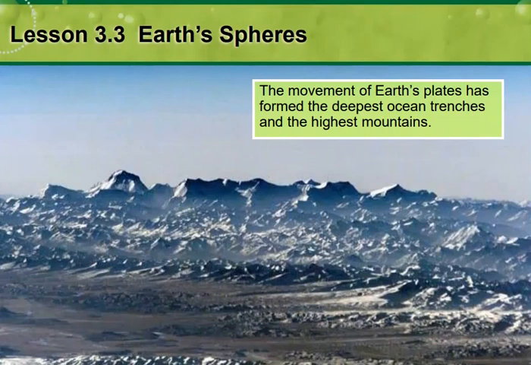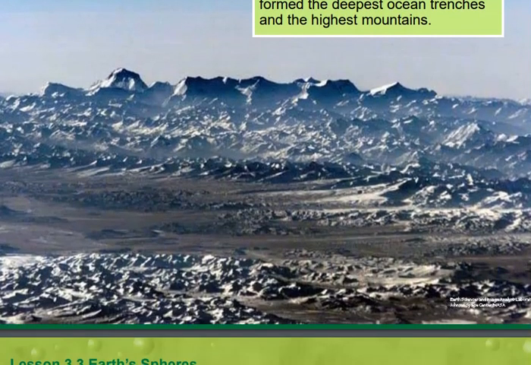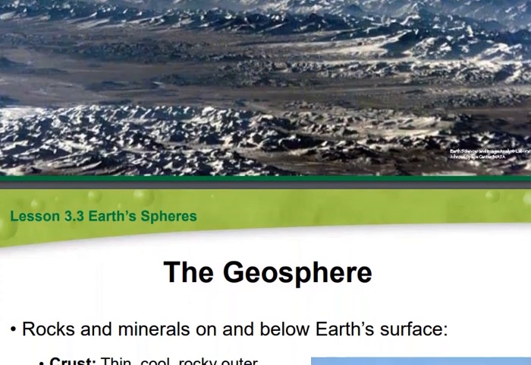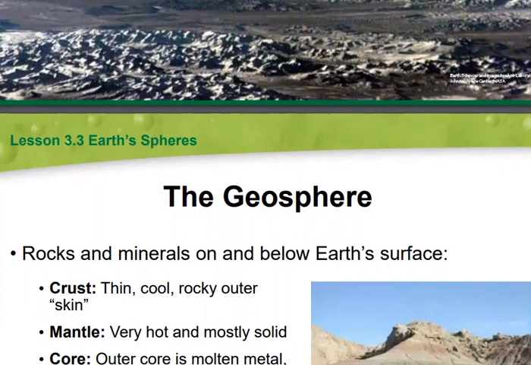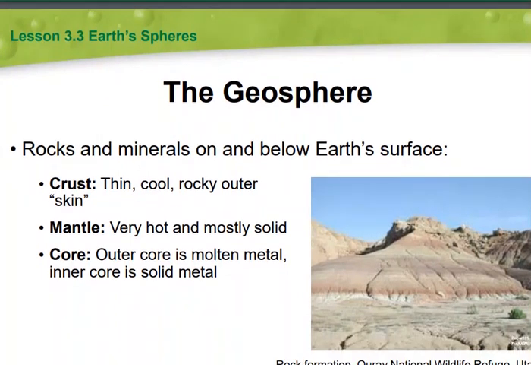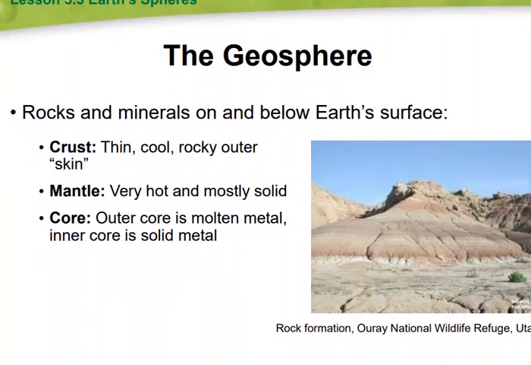Okay. So the movement of Earth's plates has formed the deepest ocean trenches and the highest mountains. And I know you talk a little bit about this in biology, okay? But let me go over here. We're just going to talk a little bit about the geosphere, particularly the Earth's crust and mantle, and how the movement of it is what creates those mountains and those trenches. Okay. All right. So the geosphere.